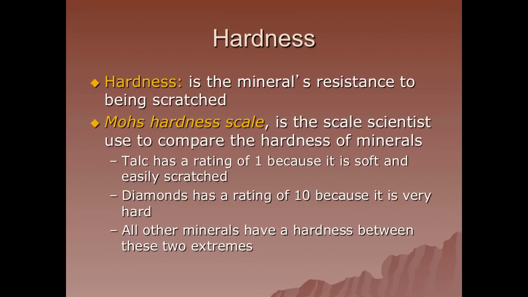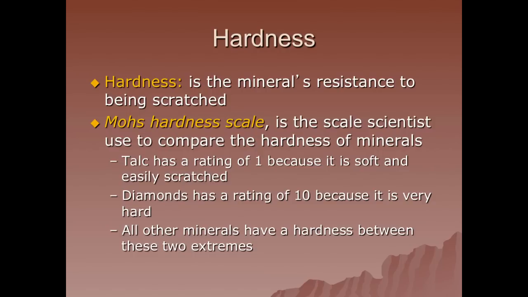And the fifth one is hardness. Hardness is the mineral's resistance to being scratched. So when we talk about the hardness of a mineral, we have to talk about the Mohs hardness scale. It is a scale that scientists use to compare the hardness of minerals. So talc is a mineral that has a rating of 1 because it is extremely soft and easily scratched. Diamonds have a rating of 10 on the Mohs hardness scale because they are very hard.